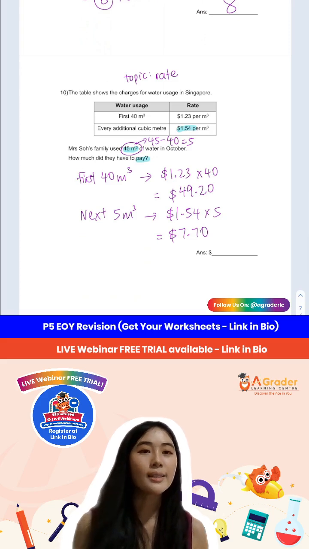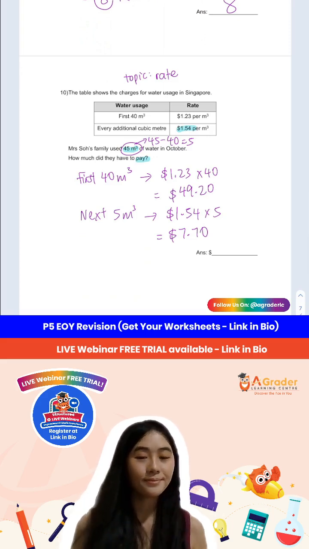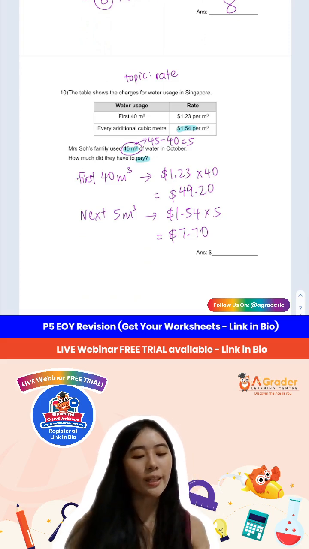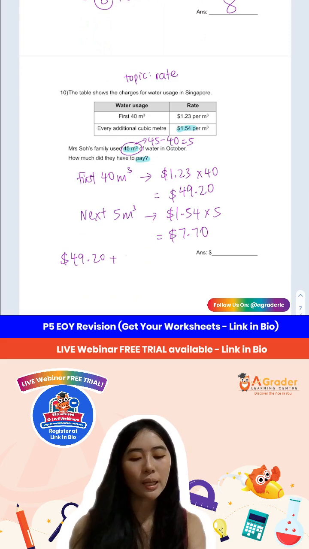Okay, then what's the last step to get the answer? How do you get the final answer? Okay, CapMu says the last step is to add them together. That's correct. So we will use 49.20 plus 7.70. And that's how you get the final answer, $56.90.